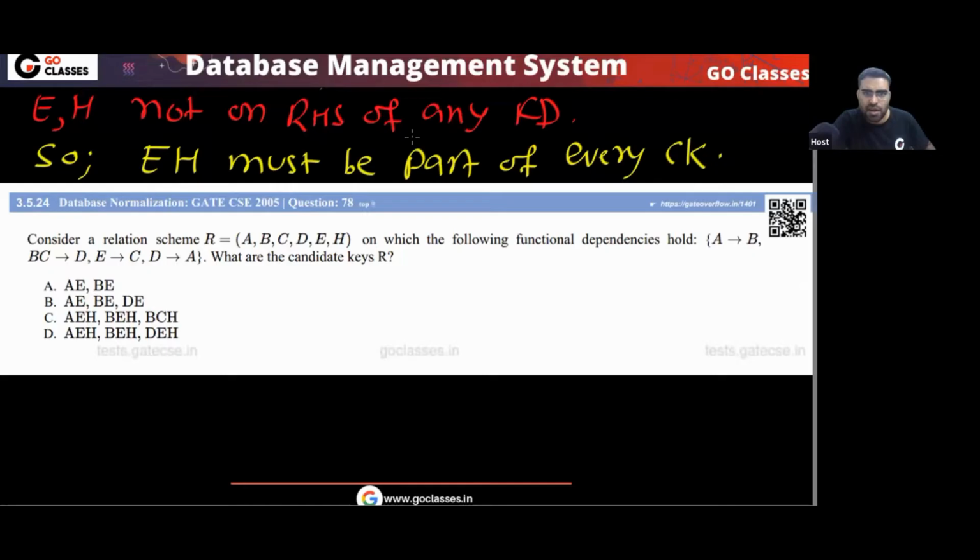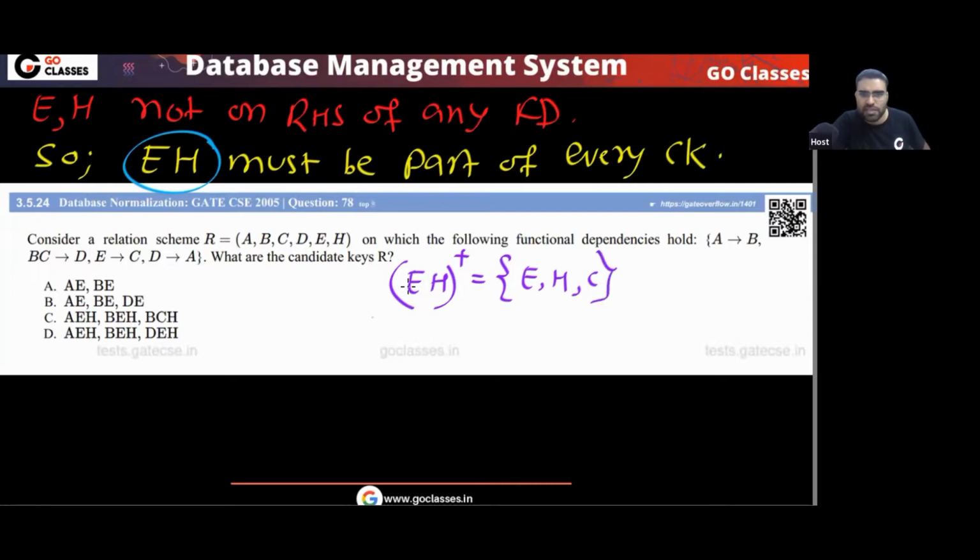Now tell me, is this EH enough? First you check, because whatever candidate key you take, this EH must be part of it. Let's check the closure of EH. EH can bring EH. Anything else? Yes, E can bring C also. So you got EHC. This is the closure of EH.